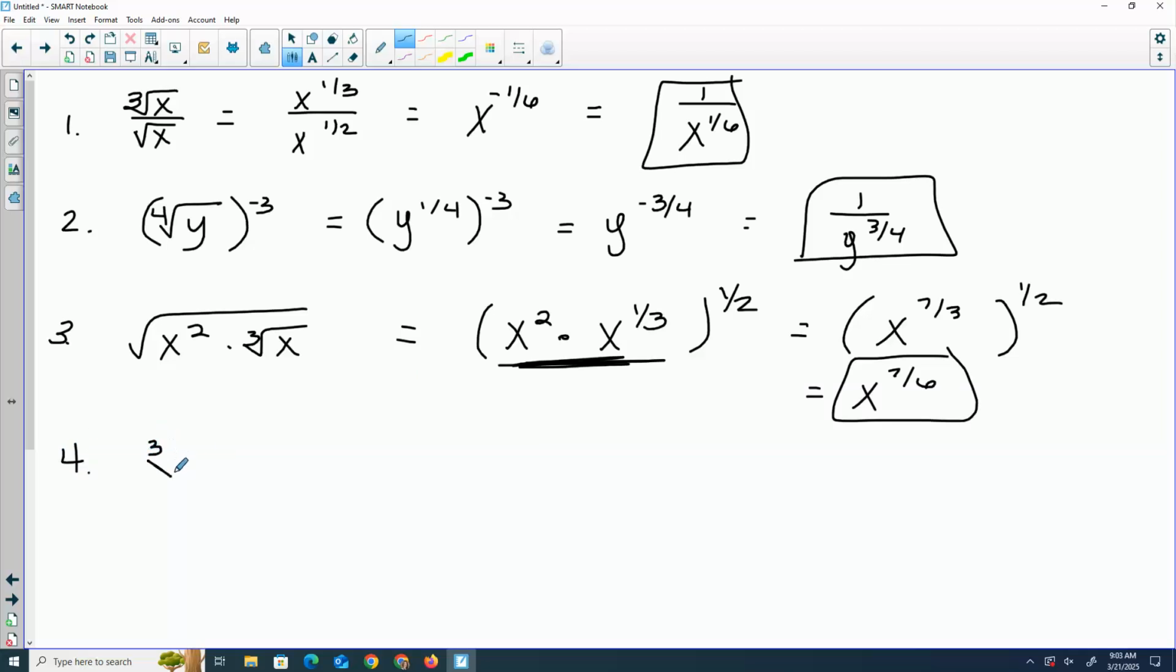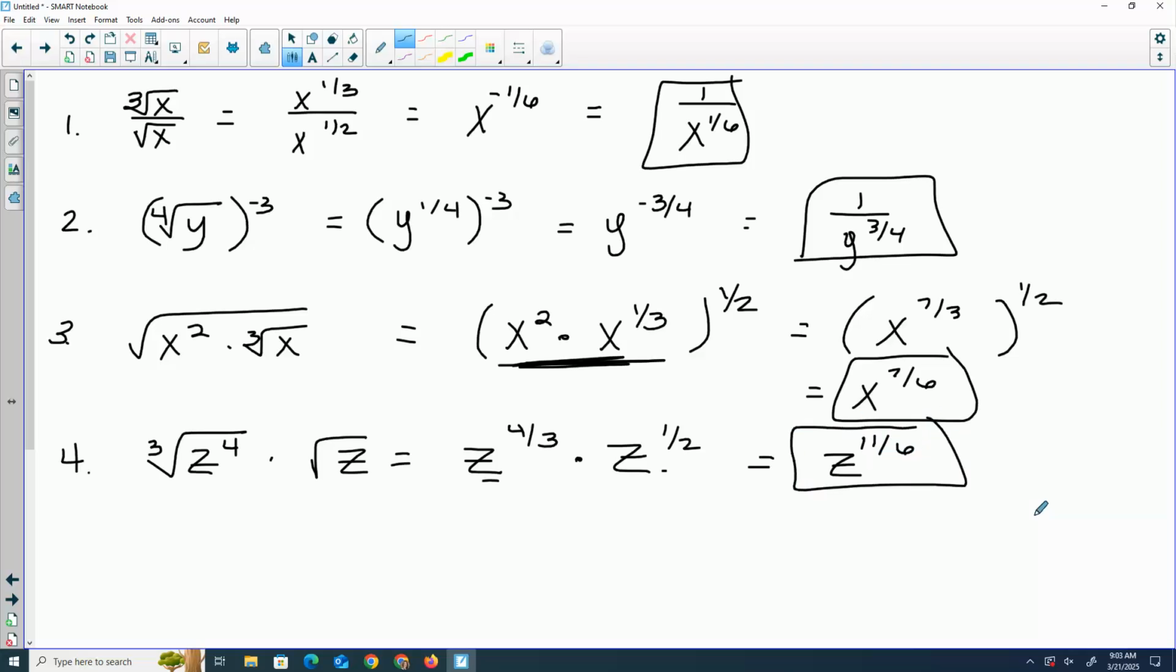Number 4. Cube root of z to the 4th times the square root of z. So if we write these as fractions, cube root of z to the 4th is what power? Square root of z is what power? If you are multiplying, what do we do with our exponents? Add, because the z is written each time. So 4/3 plus 1/2 is 11/6. That's positive, so that's our final answer.